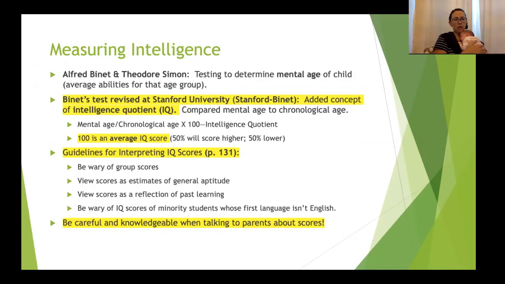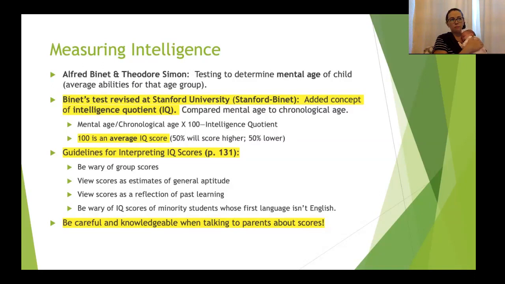I really like how it says view scores as a general aptitude. If it's below 100, that doesn't necessarily mean that they're slow or that they have a learning disability or a cognitive impairment. It could just mean that they don't have that information or they haven't learned it yet. So this is a general aptitude. This isn't a finite answer of how smart a person is.